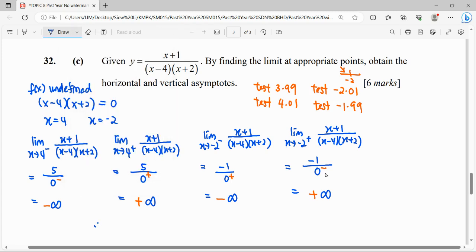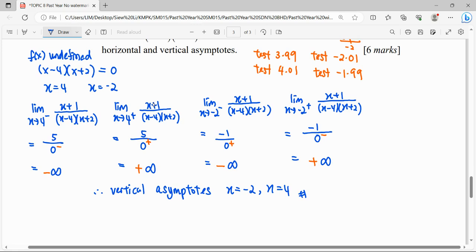So here we come to the conclusion that we can find vertical asymptotes at x equals negative 2 and x equals 4. Then the next part, we're going to find the horizontal asymptote. In order to find the horizontal asymptote, we're going to evaluate the limit as x approaches negative infinity and the limit as x approaches positive infinity.